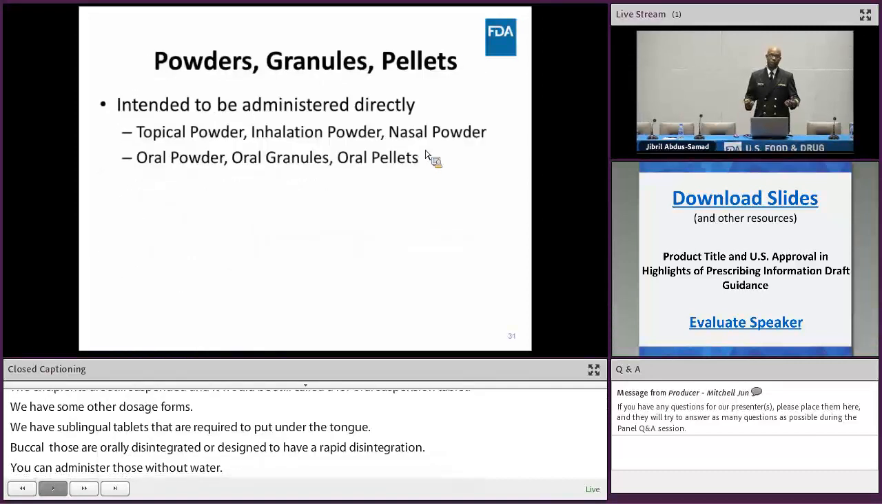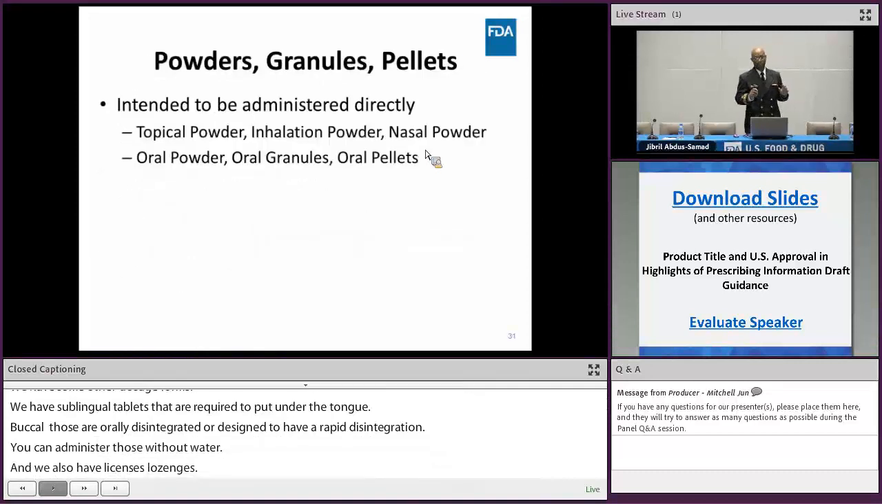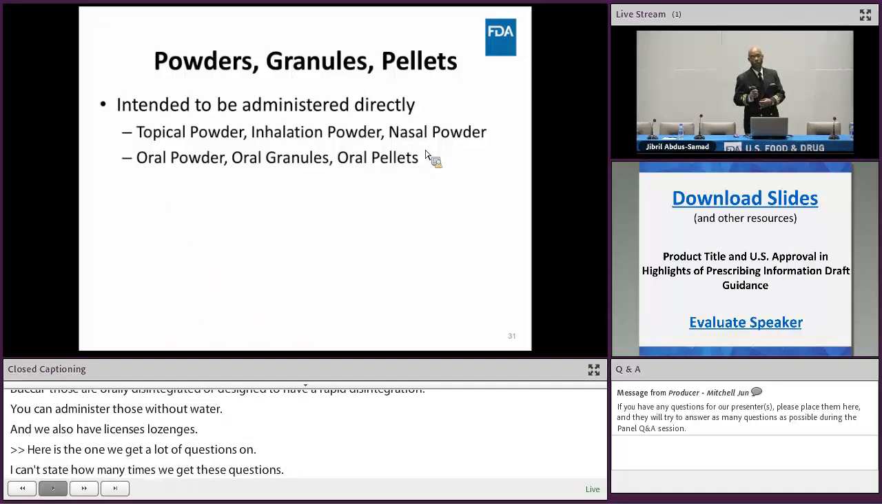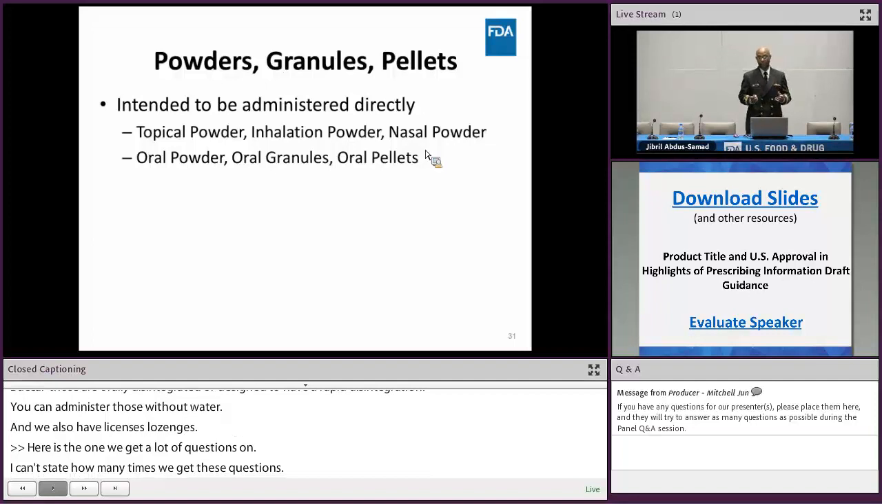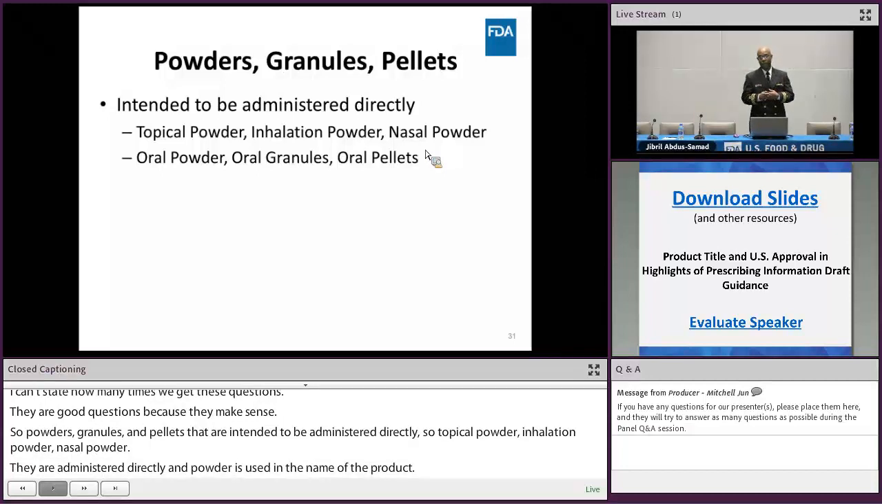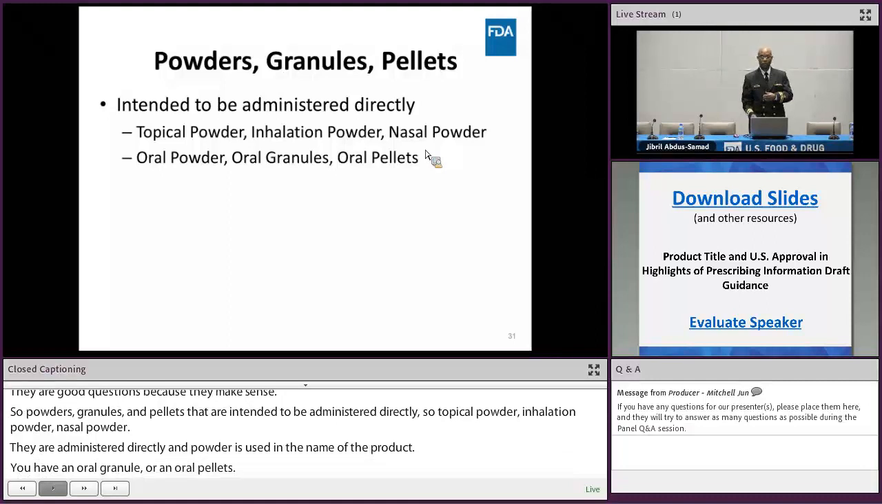This is one we get a lot of questions on. I can't overstate how many times we get these questions. But they're good questions because they make sense. Powders, granules, and pellets that are intended to be administered directly, such as topical powder, inhalation powder, and nasal powders, then the powder is used in the name of the product. You have an oral granule or oral pellet. They're administered directly, so it's easy in terms of naming it. We have the route of administration part and the dosage form.